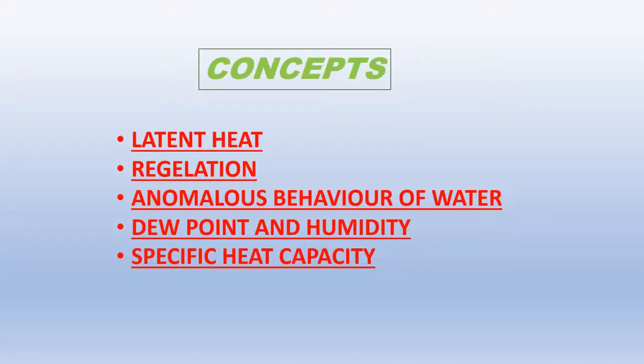The concepts which will be covered in this chapter, heat, are as follows. The first one is latent heat, followed by regulation, anomalous behavior of water, dew point and humidity, and the last one is specific heat capacity. So today we are going to start with latent heat.